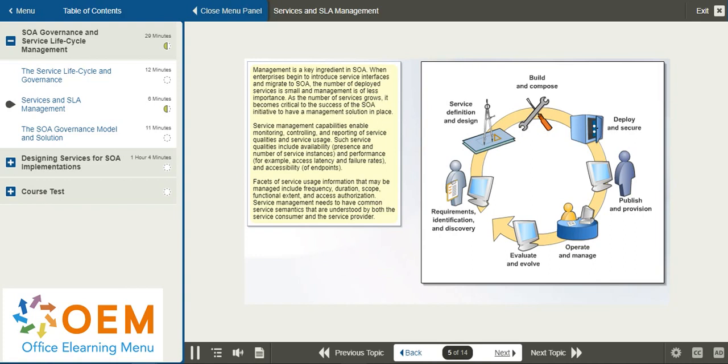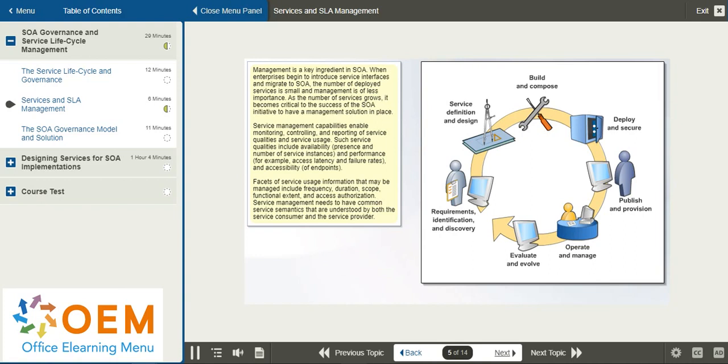Service management capabilities enable monitoring, controlling, and reporting of service qualities and service usage. Such service qualities include availability, presence and number of service instances, and performance. For example, access latency and failure rates, and accessibility of endpoints.